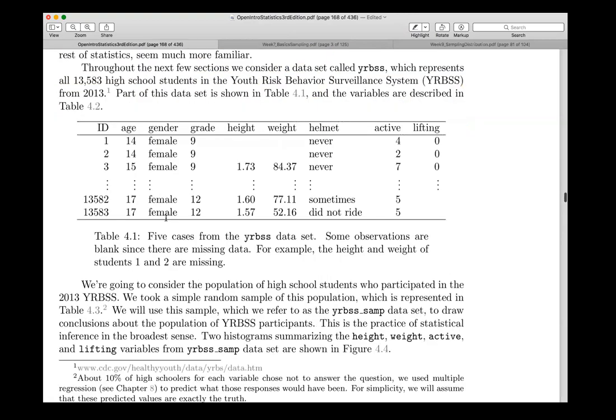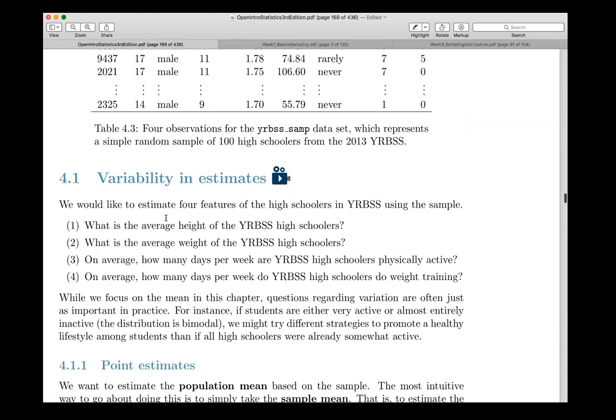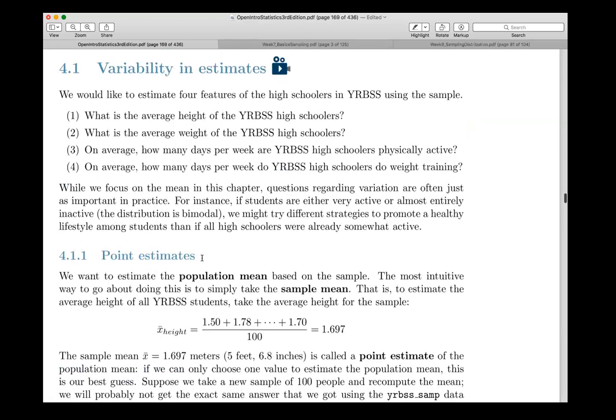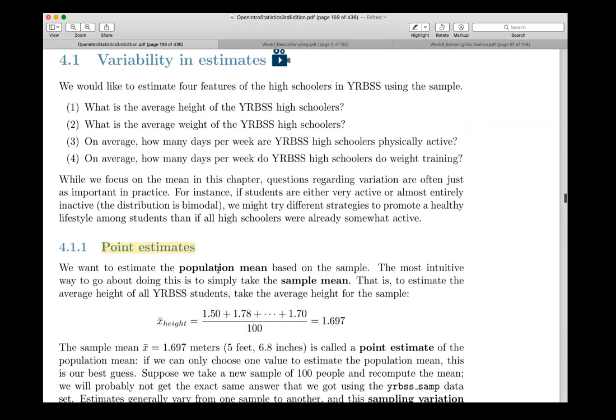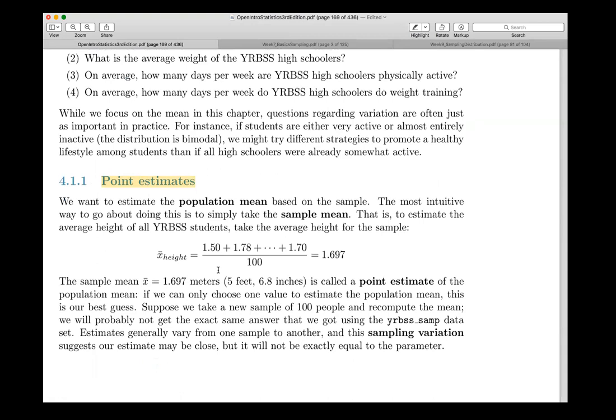I'm going to skip over these parts and we're going to introduce some important terms. The first term I want you to know, and that we review in lecture, is this idea of a point estimate. A point estimate is simply a sample descriptive statistic.